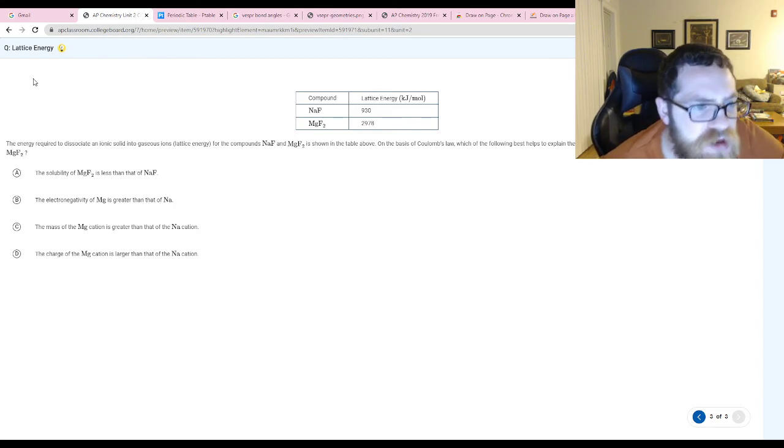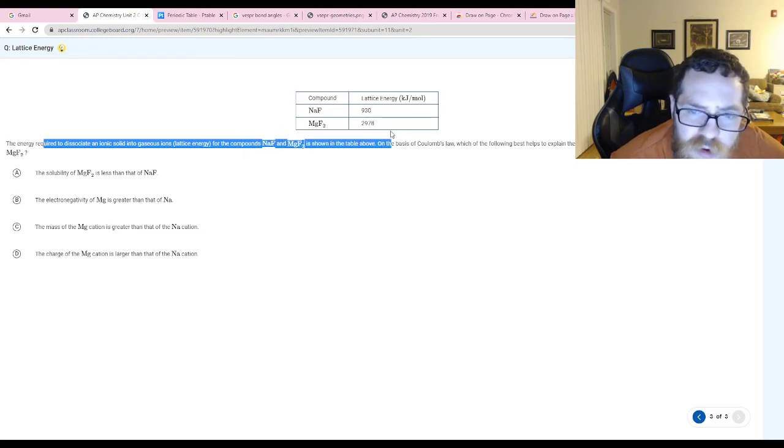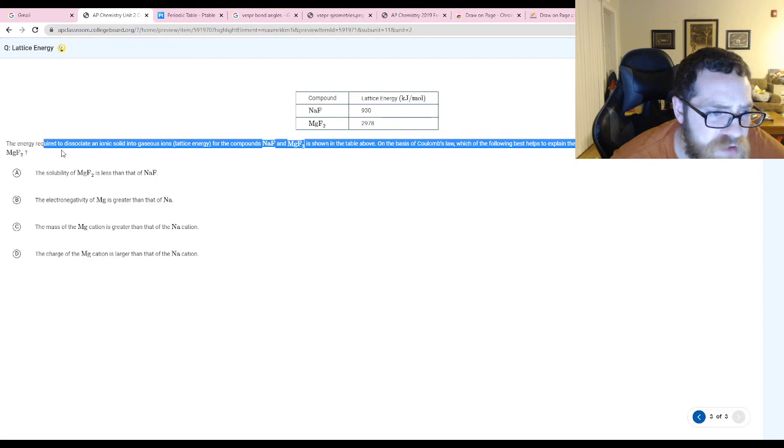And now we have the energy required to dissociate an ionic solid into gaseous ions, lattice energy, is shown in the table above. On the basis of Coulomb's law, which of the following best helps explain the large difference between the lattice energies of NaF and MgF2?